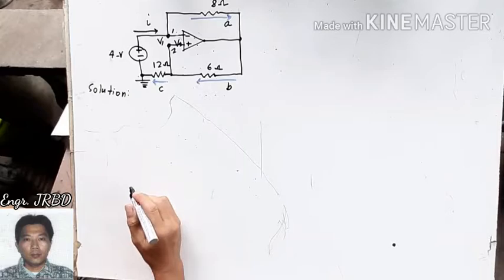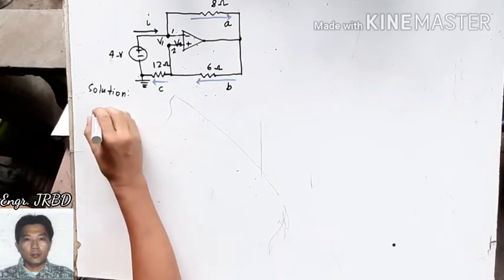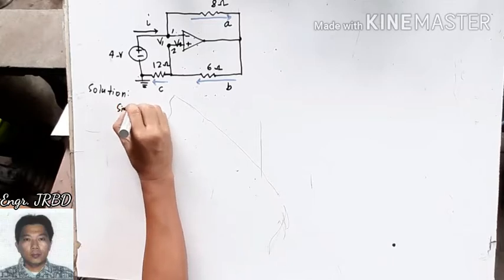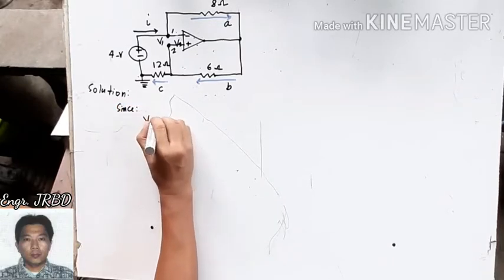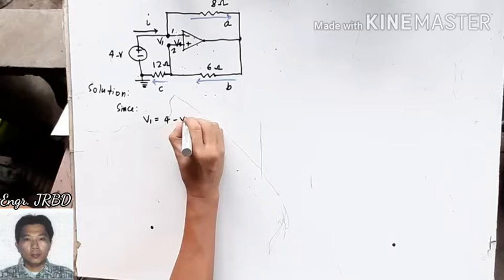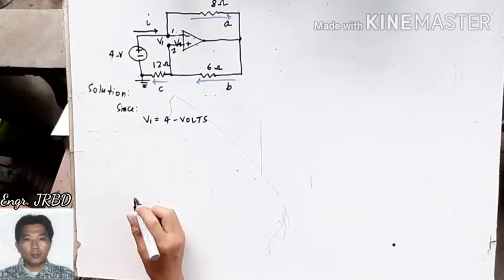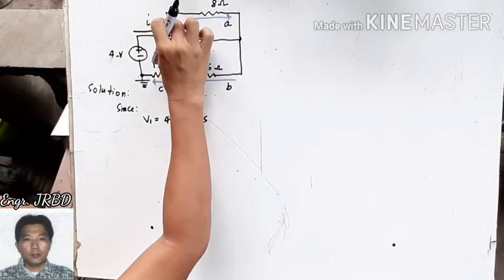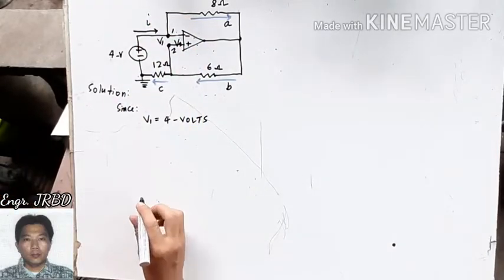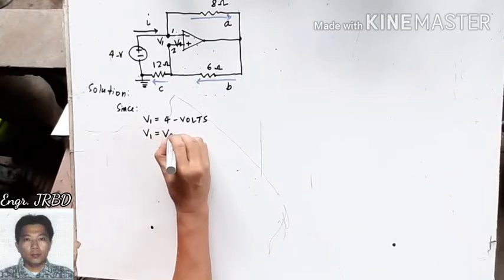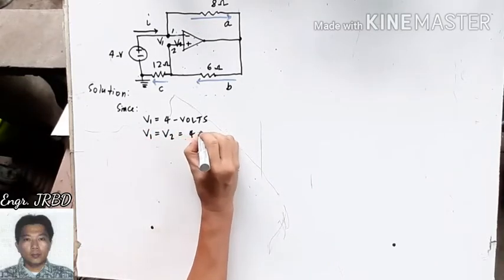By inspection, as you can see, V sub 1 is already present. What is V sub 1? V sub 1 is equivalent to 4 volts. And by the way we analyze op amps, whatever the voltage in your inverting terminal is also the same as the voltage in your non-inverting terminal. So V sub 1 is the same as V sub 2, and that is 4 volts.